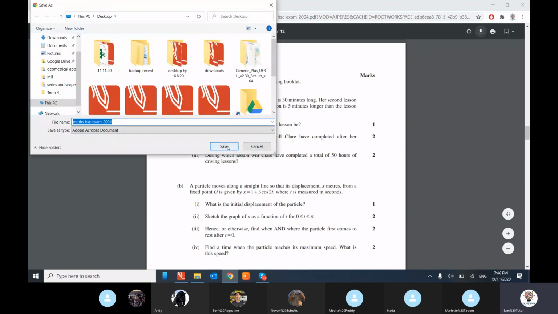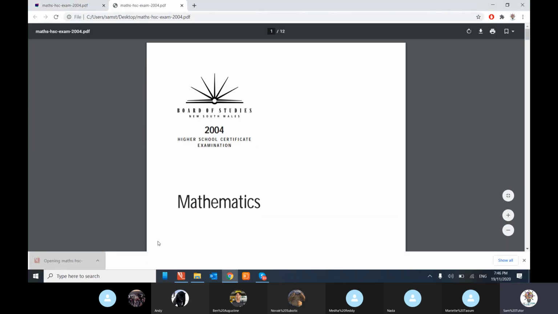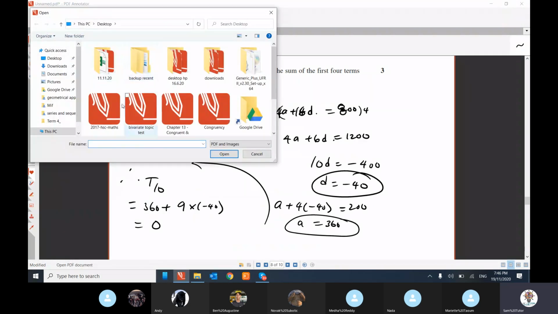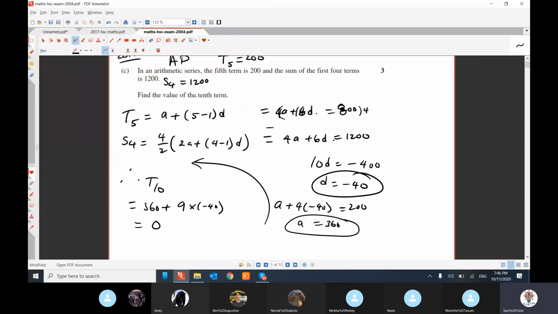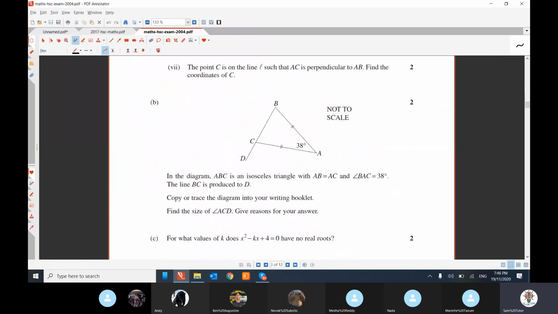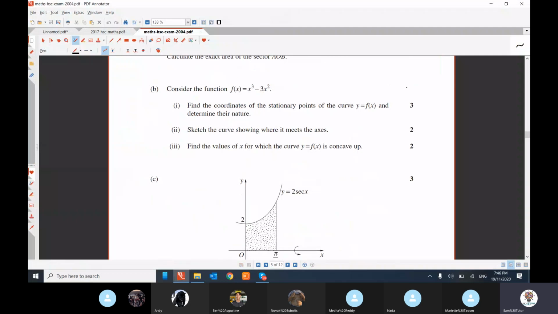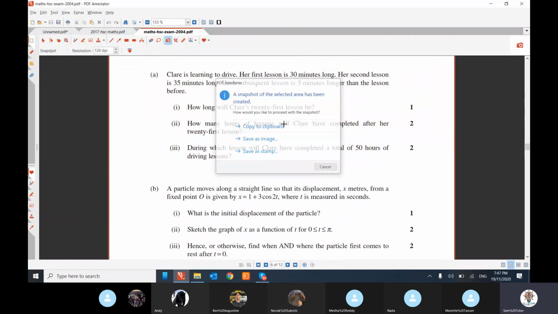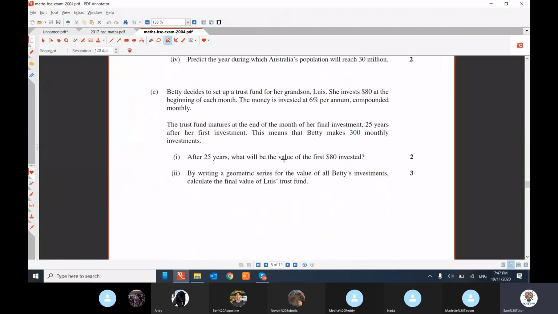5 marks. A little bit more worded. 2004. There. Open. Scroll down. Stationary points, nature, how many marks was it that year? 5 marks for this. And then somewhere towards the end will be loan repayments and superannuation. Let's see, there it is.